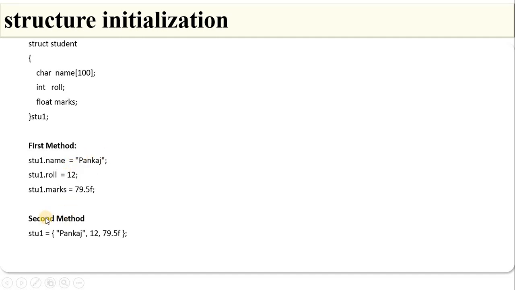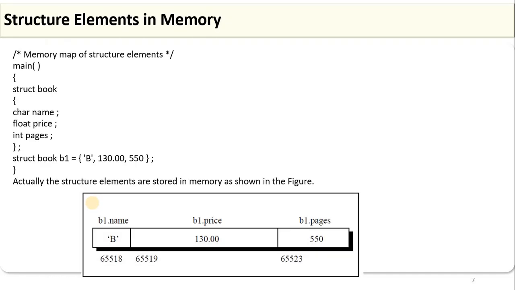The second method is doing it once. That is, you just say stu1 and give the values in a serial way. First would be the name, second would be the roll number, third would be the marks. So these are 2 ways in which you can initialize the structure members. Now let us see structure elements in memory.